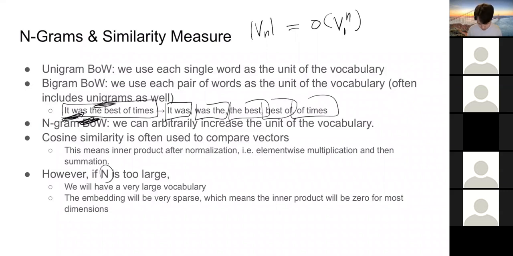So that means that the embedding will be very sparse. We just talked about how cosine similarity works: they will have non-zero values only if they have the same words in the same dimension. So if n is too large, the embedding will be very sparse, which means the inner product will be 0 for most dimensions. That means it can be very useless, so n cannot be too large. In general, you don't want to go up to 4 or 5 unless you're talking about Google-scale data. Usually trigram is probably the upper limit for most data, I think.